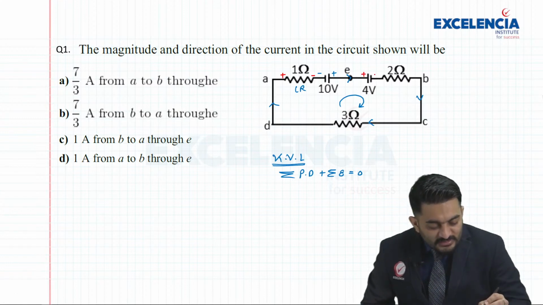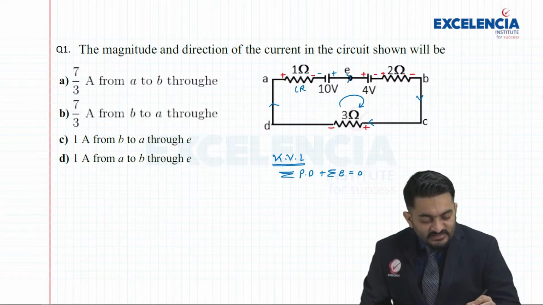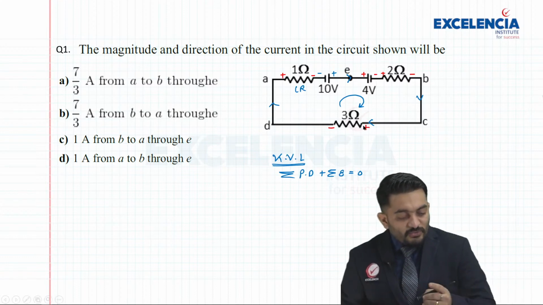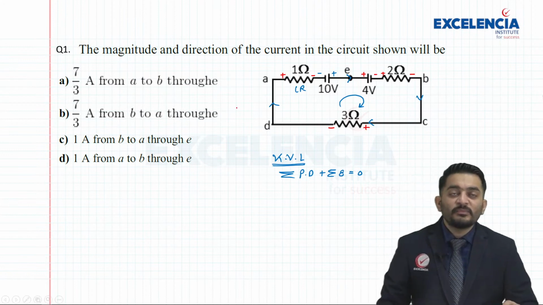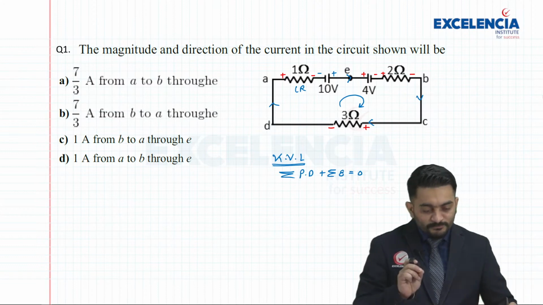Battery terminal is plus, this is minus, and current in the resistor flows from high potential to low potential. B to C, there is no device, so there is no need to write the plus and minus sign. Again C to D, current flowing from high to low, so plus and minus. And you have written the plus and minus sign everywhere in the circuit.